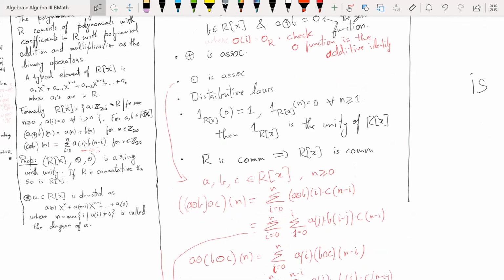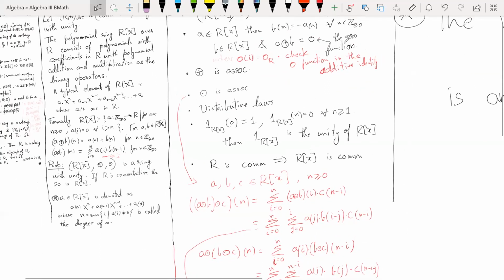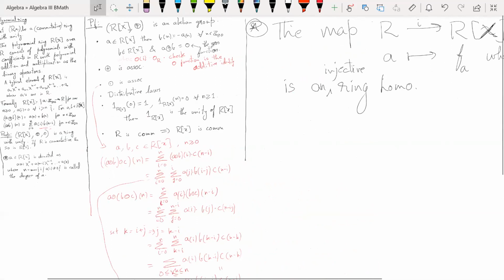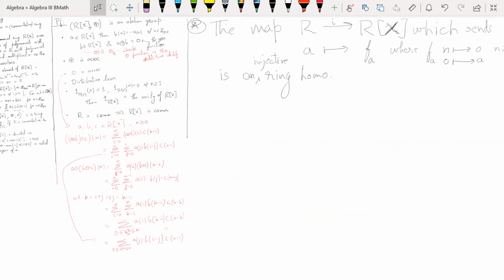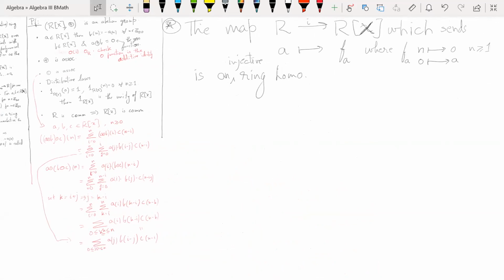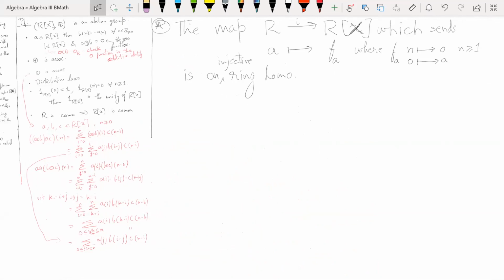And one more thing is that there is a ring homomorphism from R to Rx, which basically sends any element to the constant term. So the map from R to Rx sends a to F_a, where F_a is that function. Maybe I should have called it C_a for constant, but never mind. This map, which I called i, is some natural map. We will think of R as a subring. So this is an injective ring homomorphism.